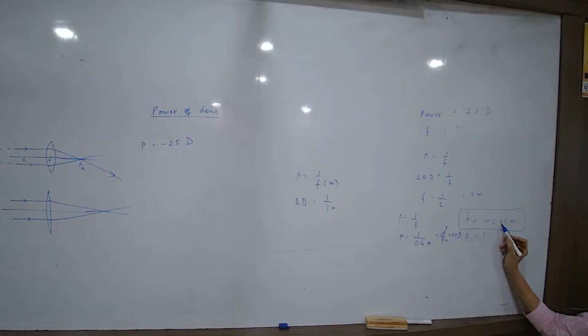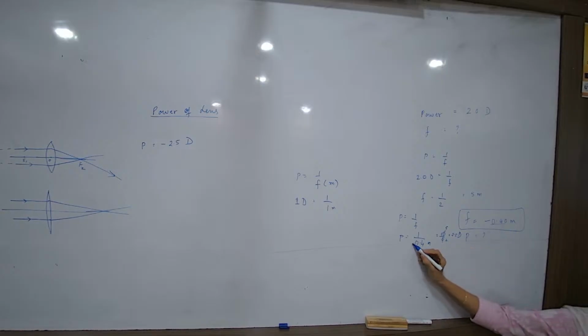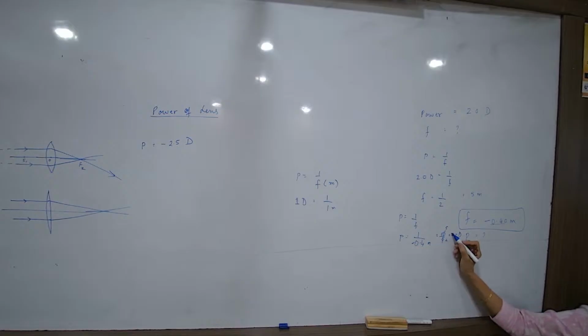Remember that this focal length was negative, so the power is also going to be negative. You get it? So what type of lens is he using? Concave. Very good. Please write down then: the lens used is concave because the power is negative. Minus.